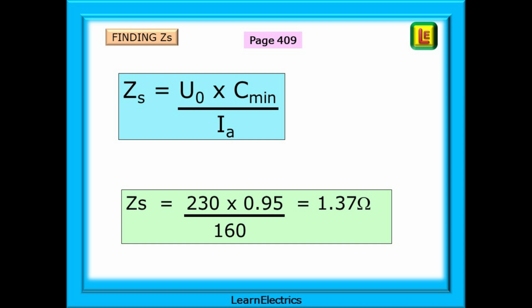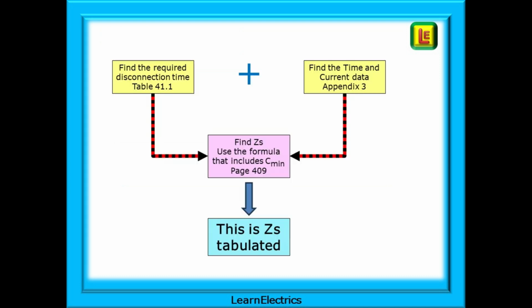Our data from the previous calculation can be put in. Now we have 230 volts multiplied by 0.95 and then divided by 160 amps. Nothing too difficult. Our answer now is a ZS of 1.37 ohms, a little bit less than the 1.44 ohms from a moment ago. What did we do?